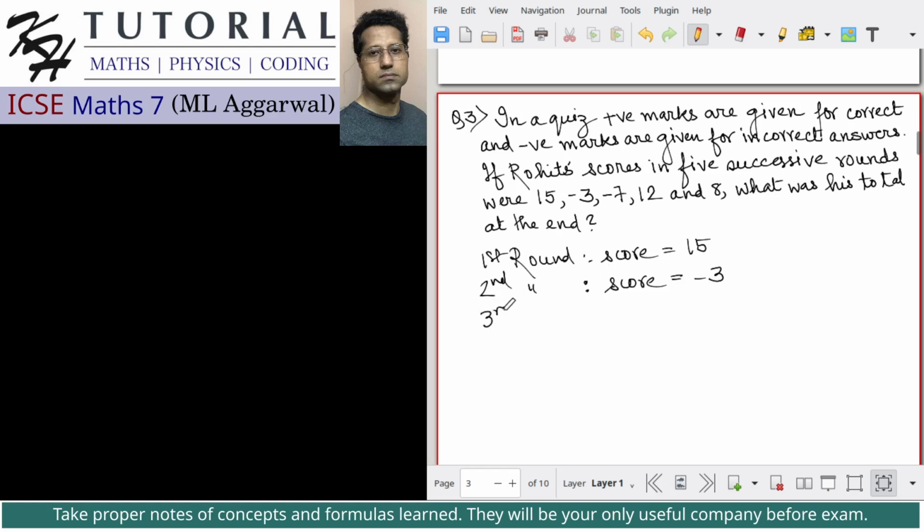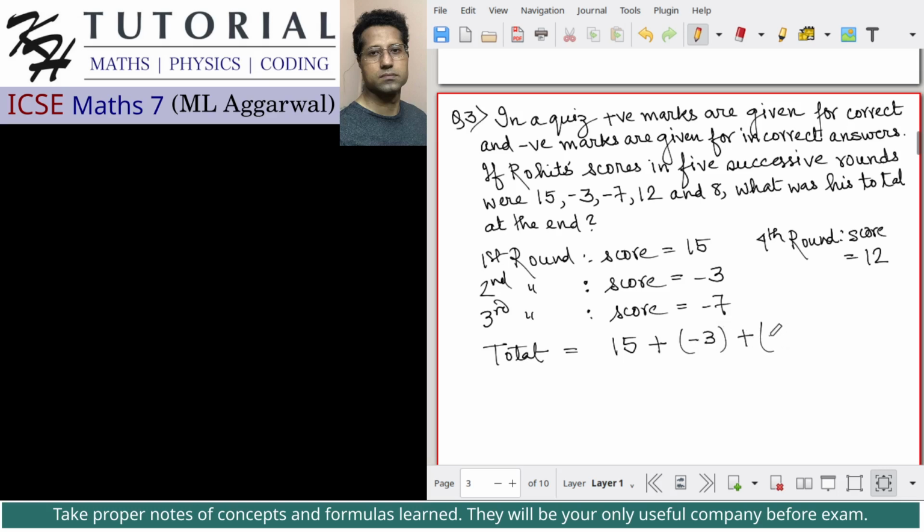Similarly, we have the third round. The score is given to be -7, and in the fourth round, the score is given to be equal to 12. So what will be his total at the end? The total is nothing but we will add the score for all the rounds, that is 15 plus -3 plus -7 plus 12. So we have to evaluate or simplify this numerical expression.